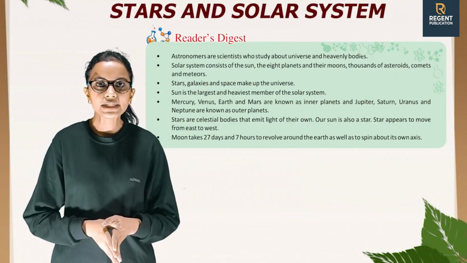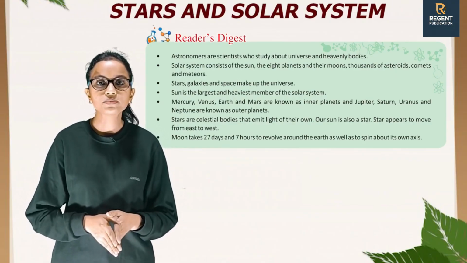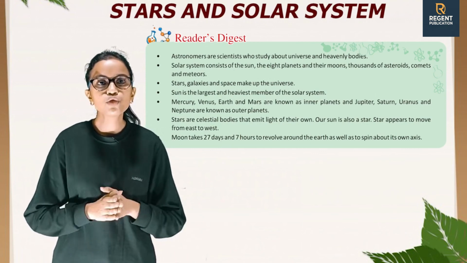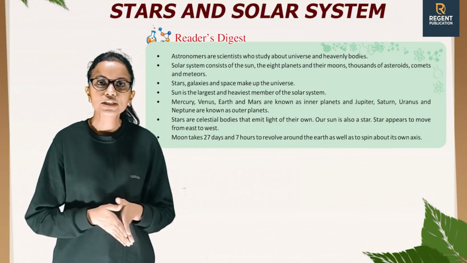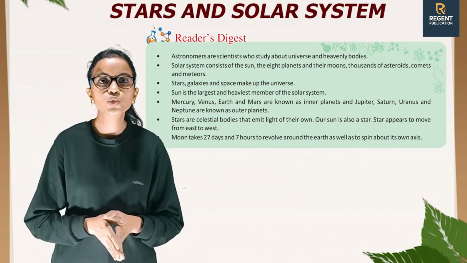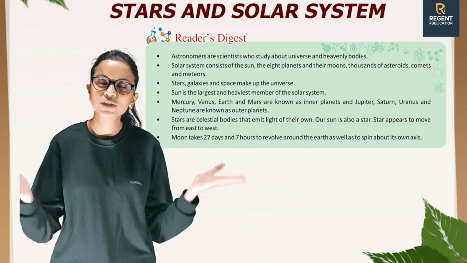Stars are celestial bodies that emit light of their own. Our sun is also a star. Stars appear to move from east to west. The Moon takes 27 days and 7 hours to revolve around the Earth as well as to spin about its own axis.